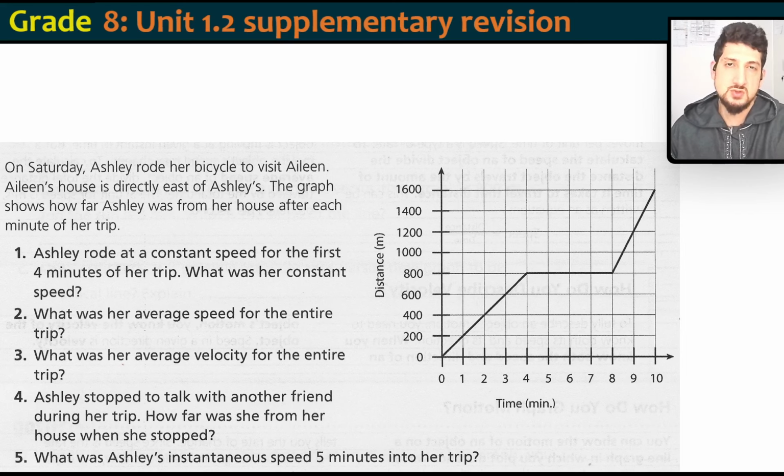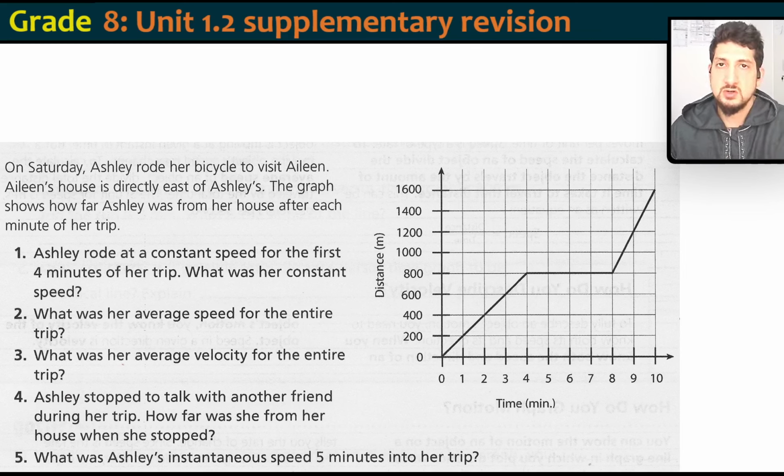What you need to do in these kinds of questions is differentiate between the information that you need and the information that you don't need, because there is some information here that is obviously not relevant. Is it relevant to know that her name is Ashley? Is it relevant to know that she was on a bicycle? Maybe. Is it relevant to know that she was going to visit her friend's house?